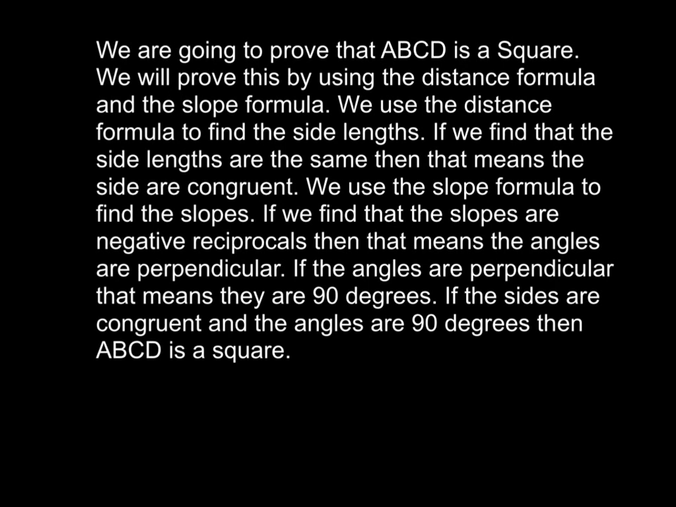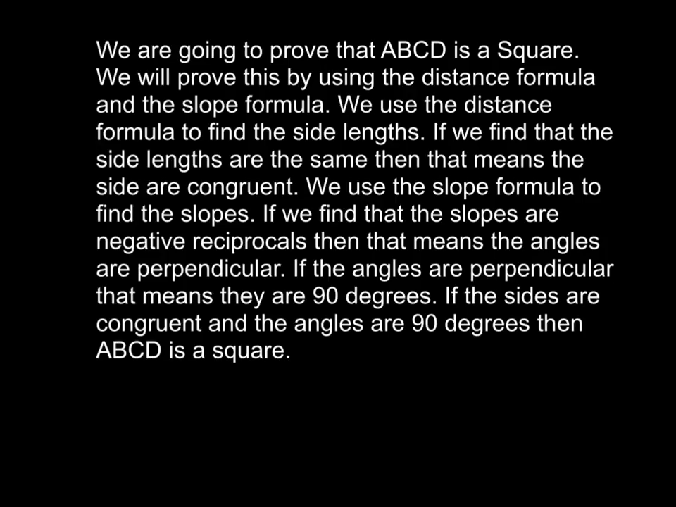Step 2 is statement of intent. We are going to prove that ABCD is a square. We will prove this by using the distance formula and the slope formula. We will use the distance formula to find the side lengths. If we find that the side lengths are the same, then that means the sides are congruent.